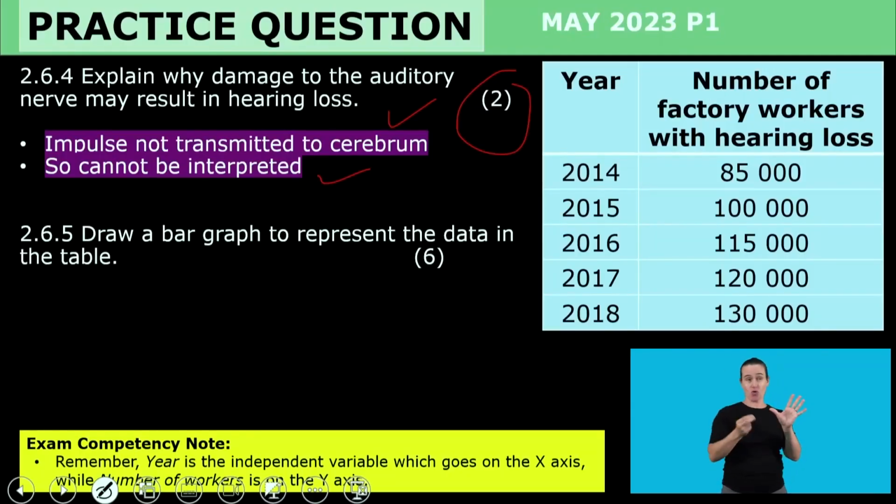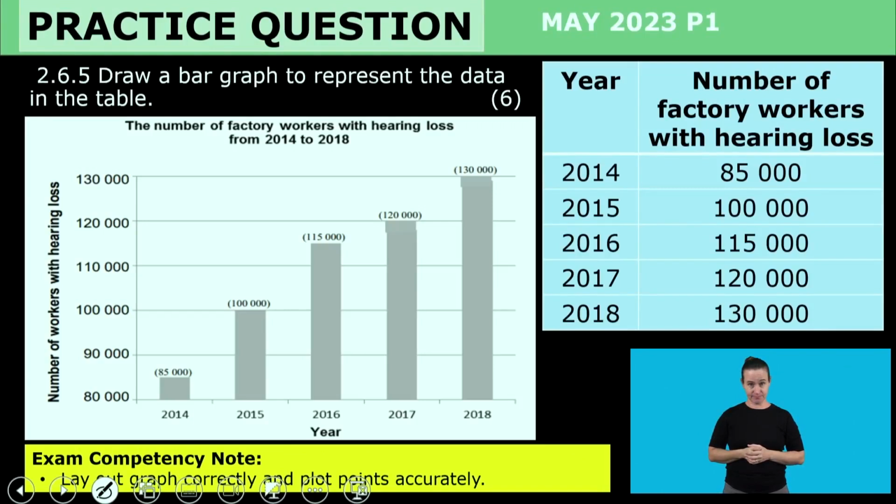265. Draw a bar graph to represent the data in the table. Here is the bar graph that is drawn. 6 marks. So basically we've got a set of criteria that is used to mark the graph. So it's going to be type, and then you have 1 mark, and it's going to be caption. The number of factory workers with hearing loss from 2014 to 2018, another mark.